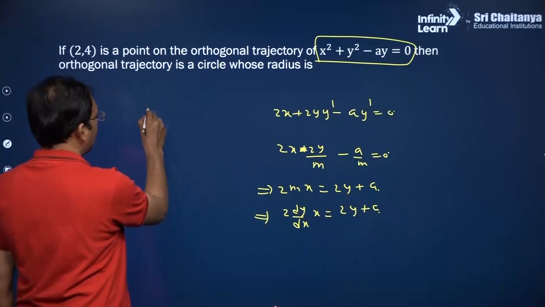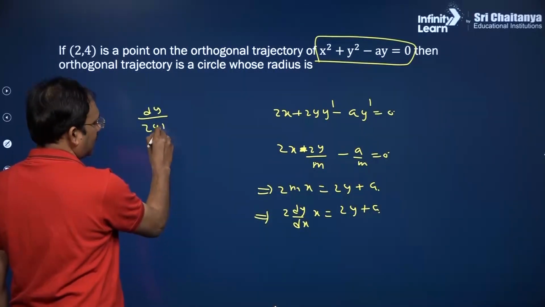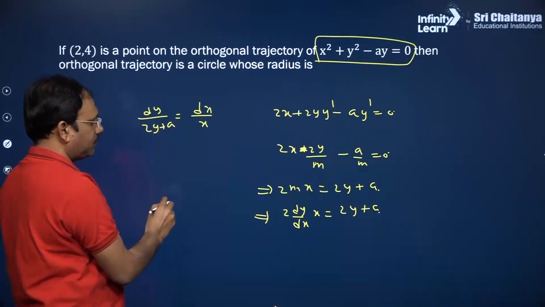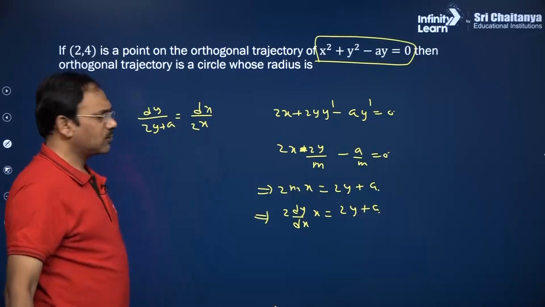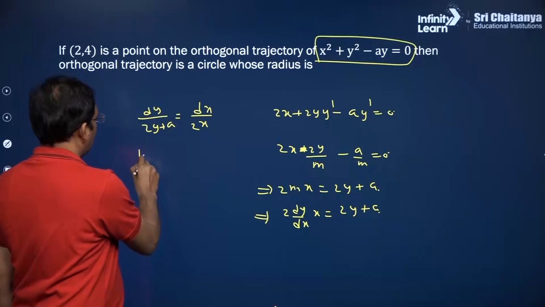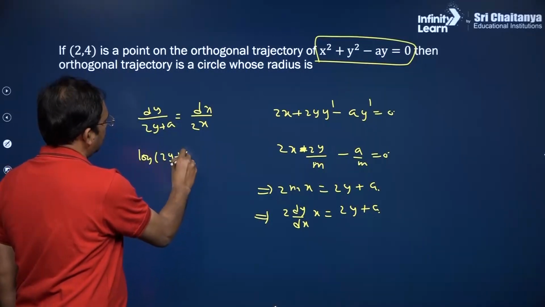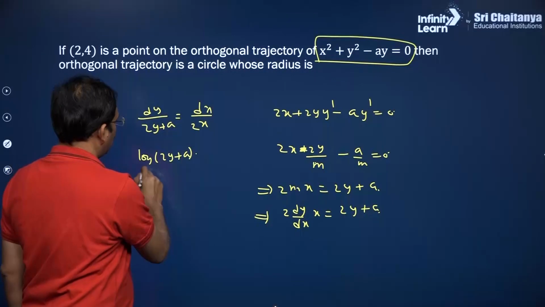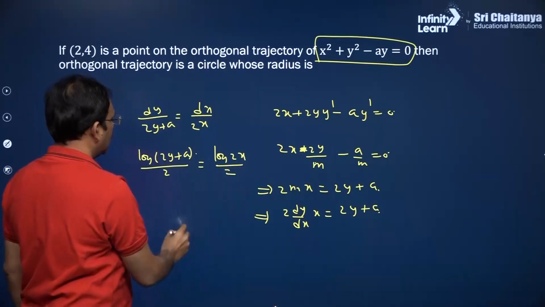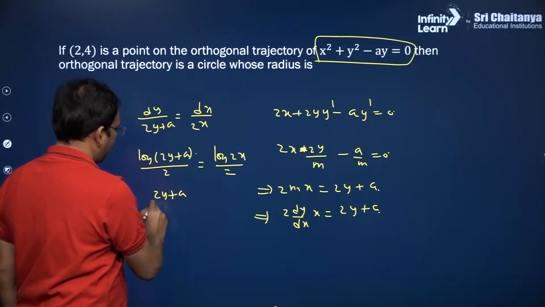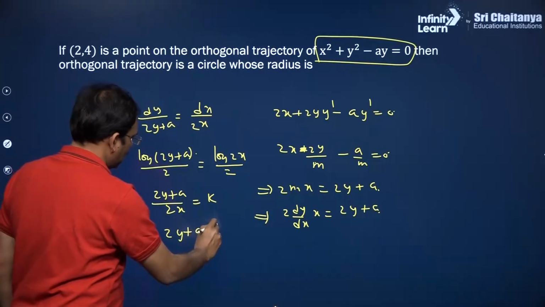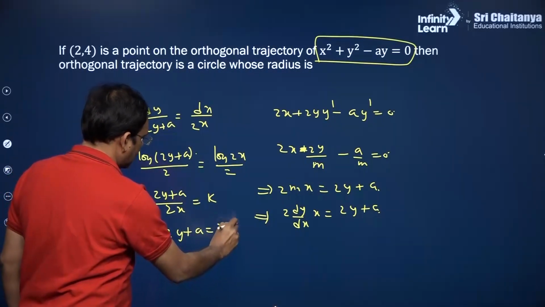So my dear friends, you can write dy by 2y plus a is equal to dx by x, of course 2x. So now you can integrate, my dear friends, you are going to get log of 2y plus a by 2 is equal to log of 2x by 2. So you can say 2y plus a by 2x is equal to some number k. So 2y plus a is equal to 2kx, my dear friends.